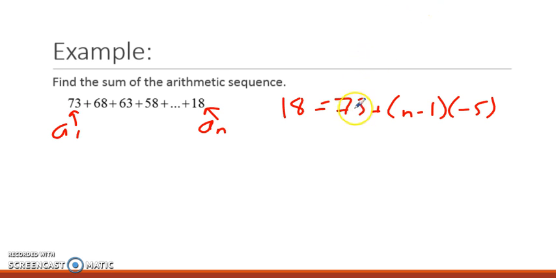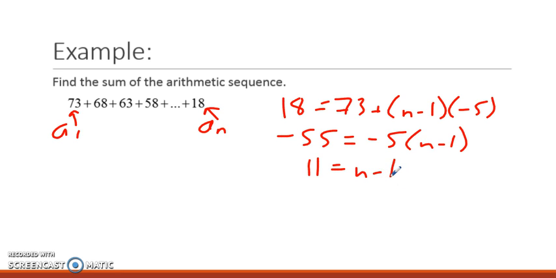So if I subtract 73 from both sides, and then divide both sides by negative 5, and finally add 1, now I know that there were 12 terms in this sequence.